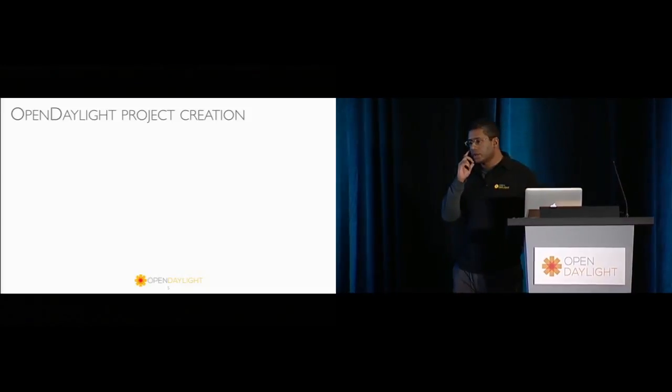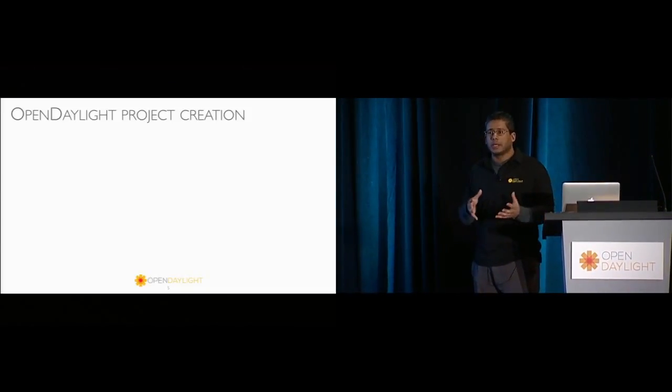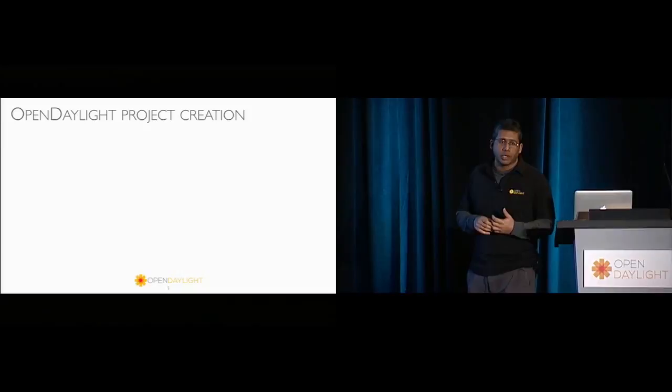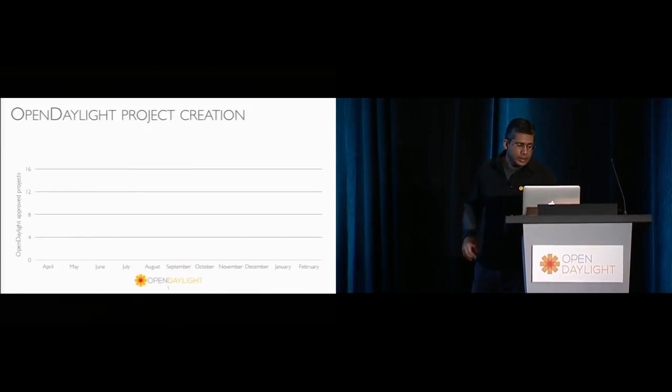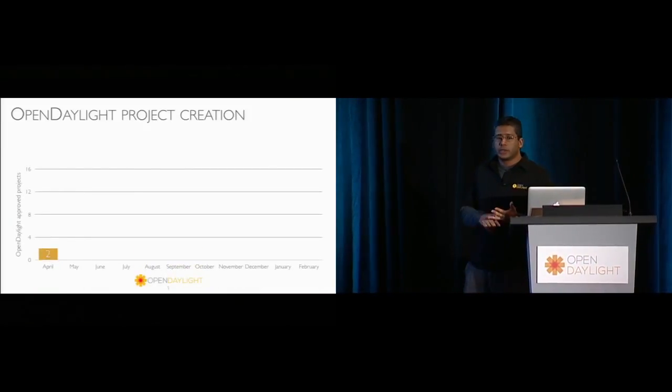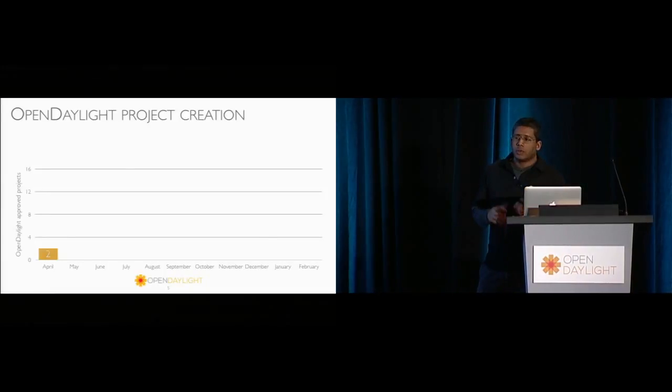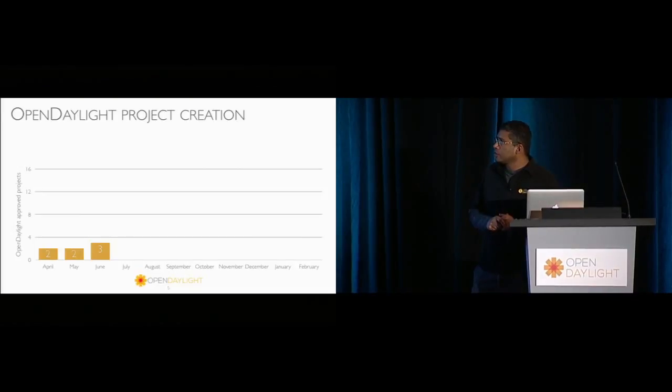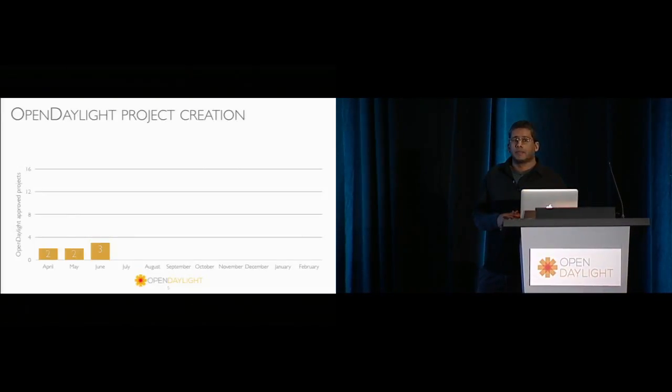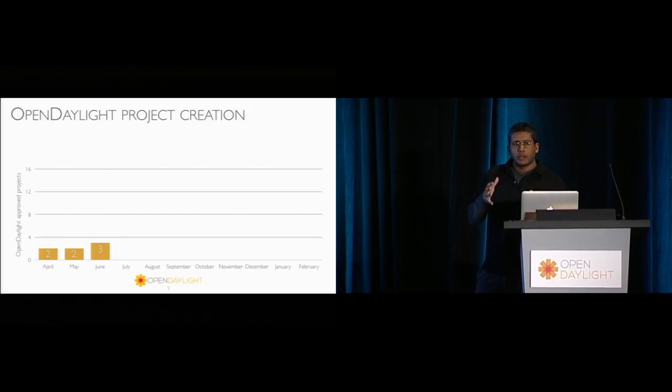One way to measure the interest and how much code is coming into the project is around the creation of projects. So when we launched OpenDaylight in April, we started with just 2 projects, right? And you may recall both of them were projects around the controller code base itself, the base controller. And that persisted for some time. In June of last year, we got another project around virtual tenant networking that the NEC team brought.